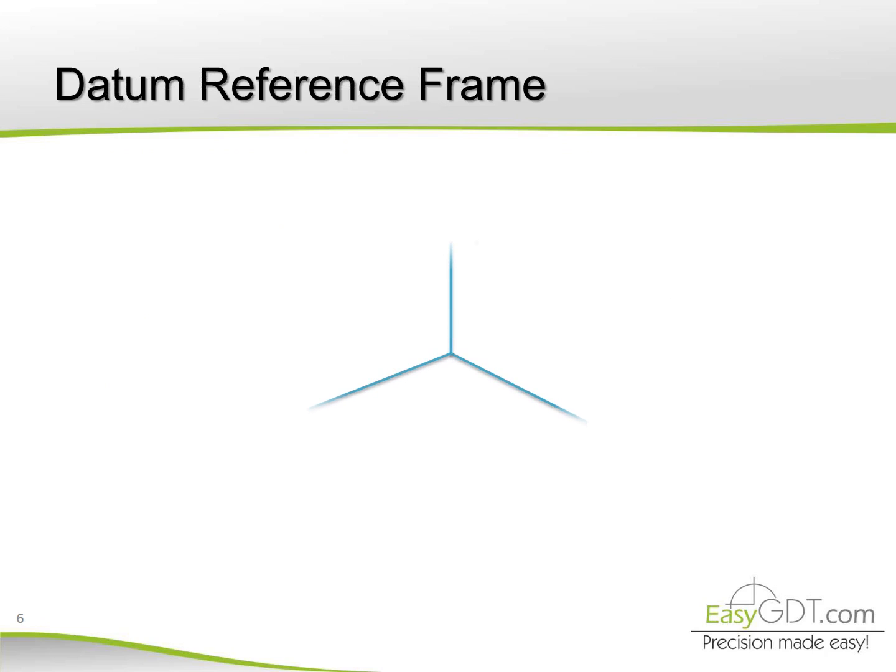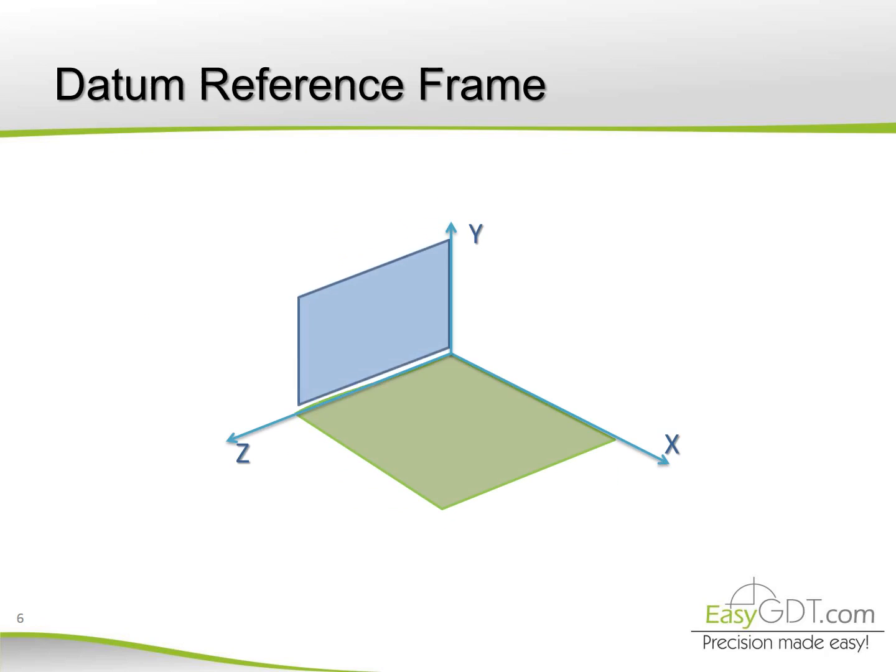By placing 3 planes at 90 degrees to each other, we can form what is known as a datum reference frame, which is useful to fix any part in its 6 degrees of freedom, as we'll discuss forward.